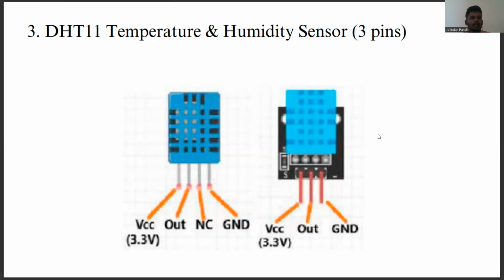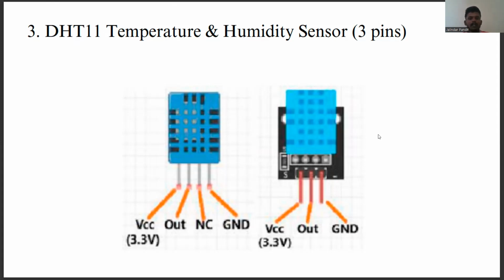The DHT11 temperature and humidity sensor is a low-cost sensor module that can measure the temperature and humidity in the surrounding environment. The sensor uses a thermistor to measure the temperature and a capacitive humidity sensor to measure the humidity. The output of the sensor is digital and can be read using a microcontroller board such as the Arduino Uno R3.